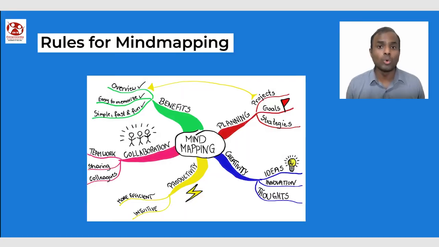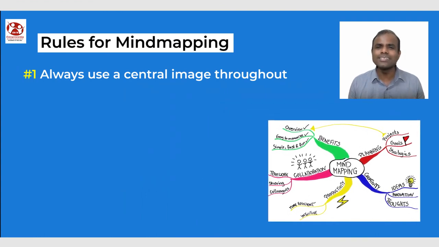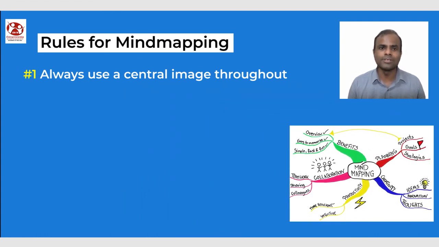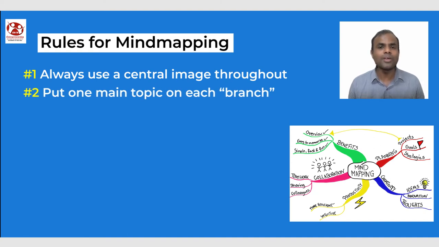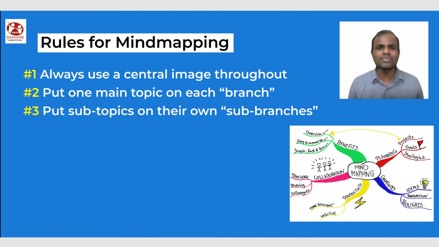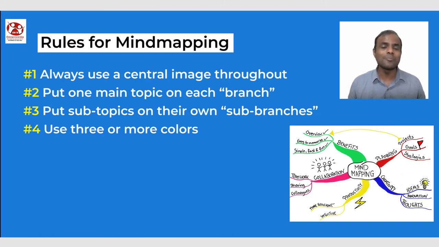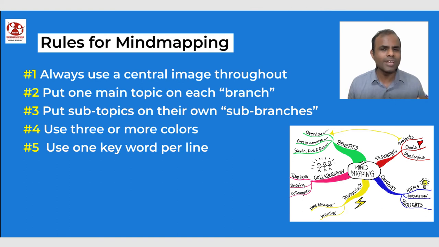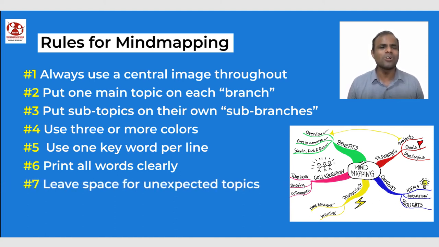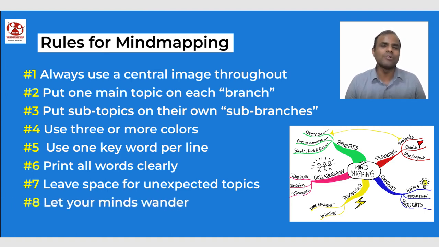Some of these rules are: rule number 1, always use a central image throughout your discussion. Rule number 2, put one main topic on each of the branches. Rule number 3, put subtopics on their own sub-branches. Rule number 4, use 3 or more colors so that you can identify your mind map more clearly. Rule number 5 is use one keyword per line. Do not use multiple keywords. Rule number 6, print all words clearly. And rule number 7 is also leave space for unexpected topics or new thoughts. And the final rule is let your mind wander.